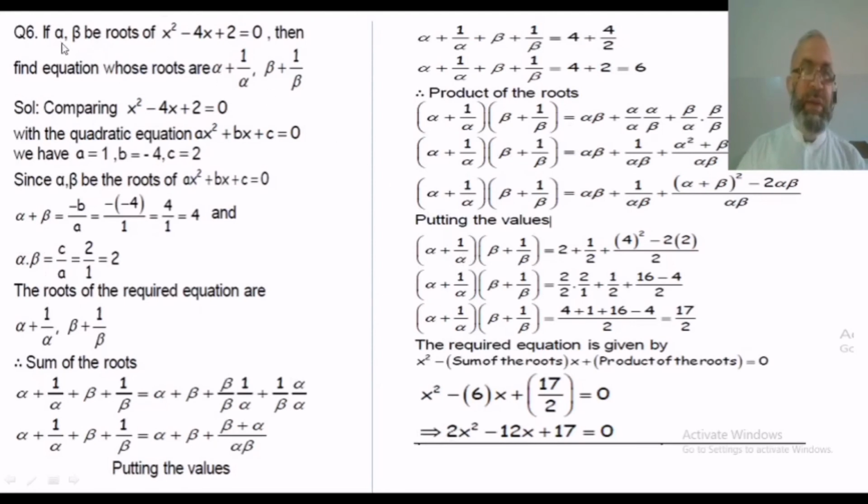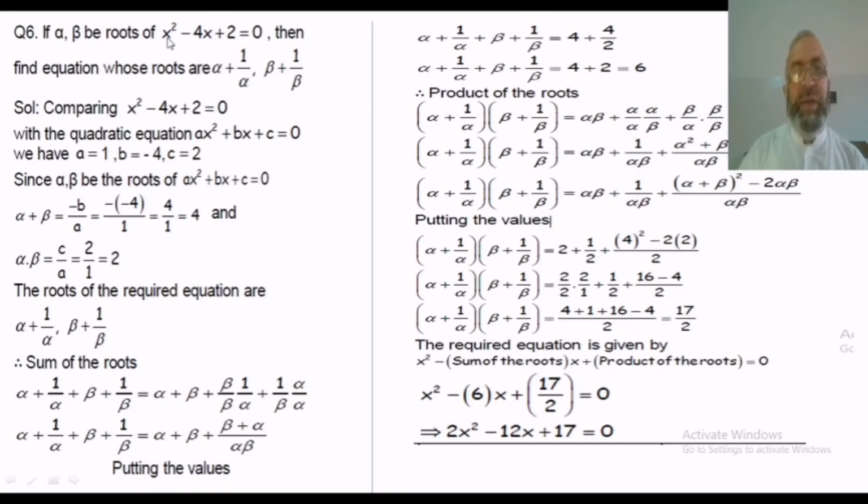Next, the last question is 6. If alpha, beta are the roots of this quadratic equation, then find the equation whose roots are given. Only the symmetric function is changed, only the roots we have to find. The remaining method is the same.